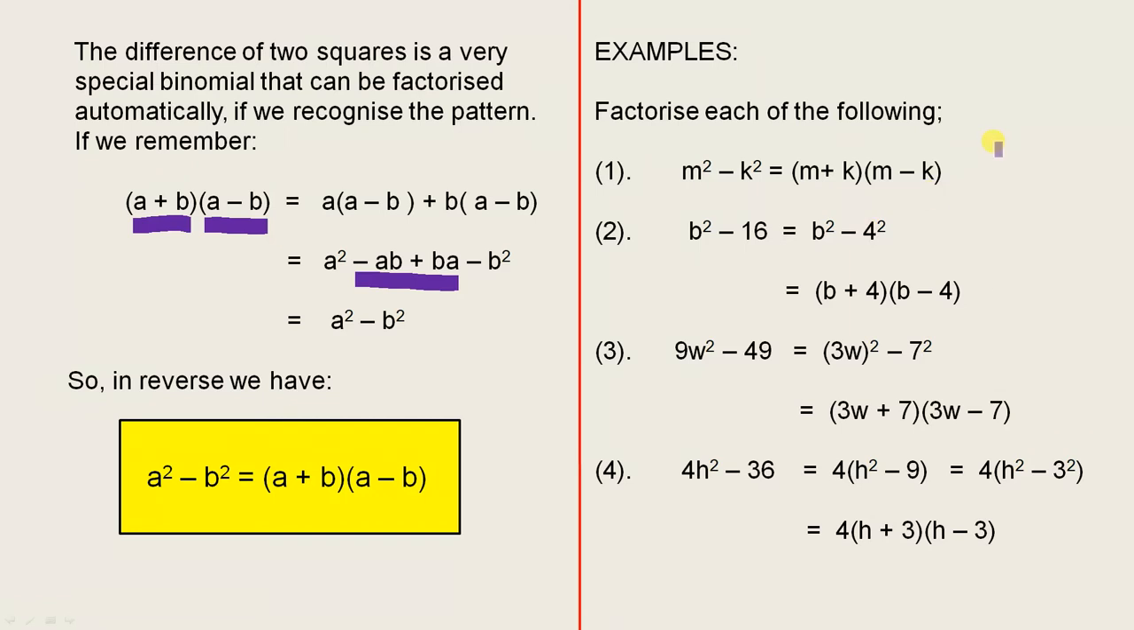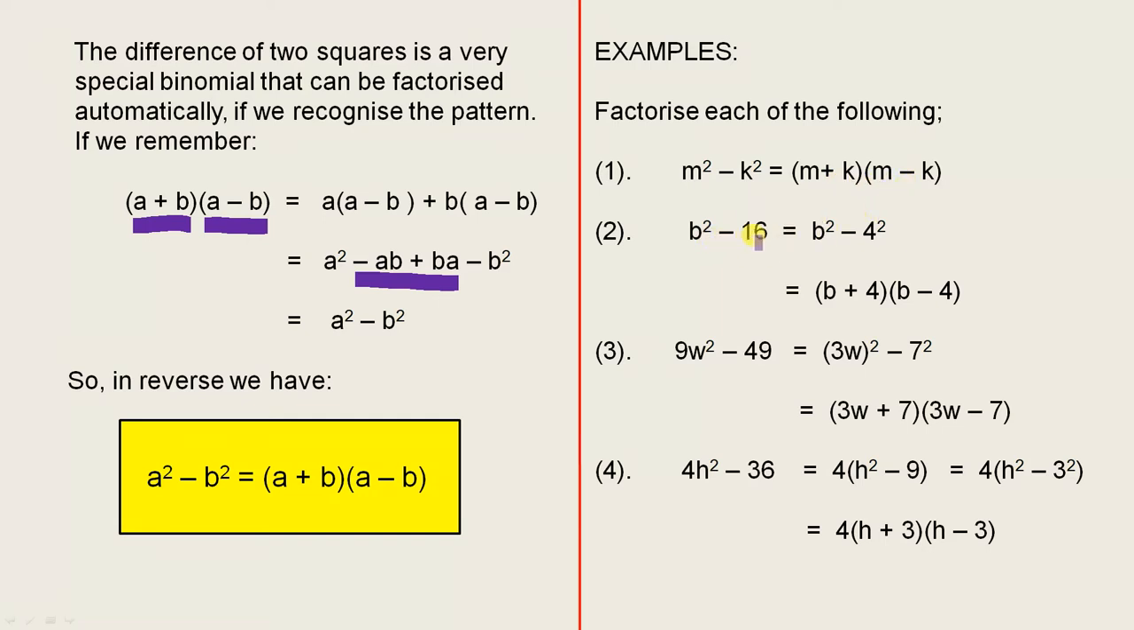Let's have a look at four examples. Factorise each of the following. m squared minus k squared. Now that's exactly the same as this format. So we can see that the factorisation is (m + k)(m - k).